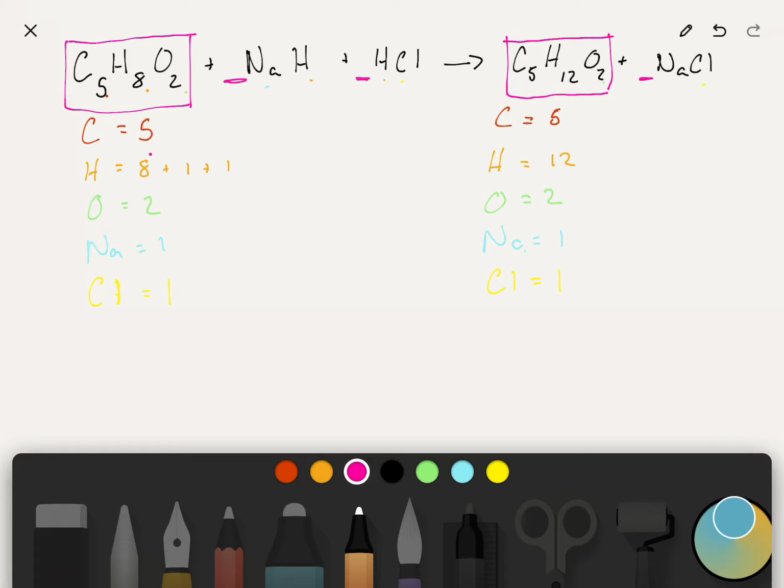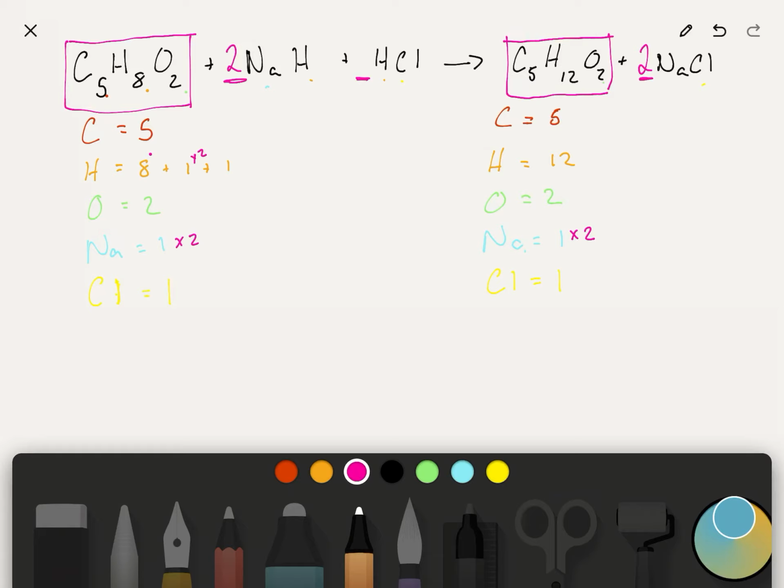If I put a 2 here, that's also going to change my sodium times 2. And it changes this times 2, correct? So now I've got 8 plus 2 plus 1, so 11. I'm closer, but now my sodium's not balanced. So I'm going to go ahead and fix my sodium by putting a 2 here, which multiplies that by 2.